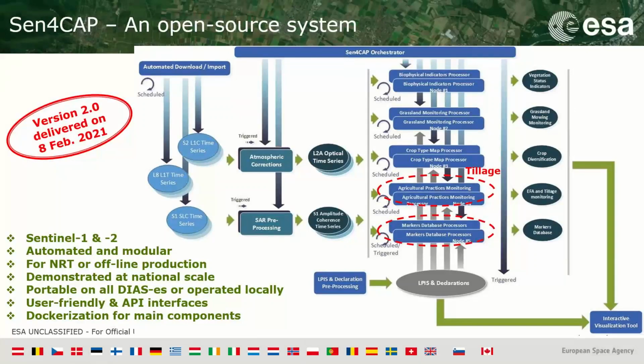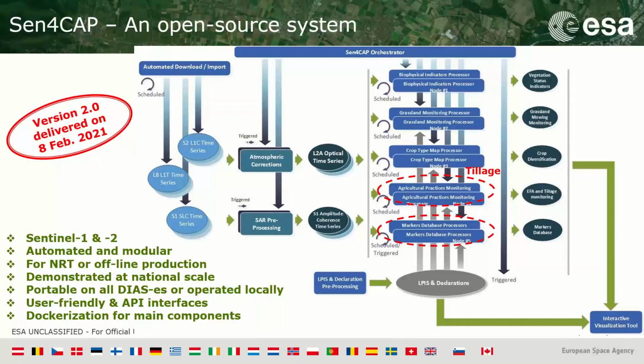So this is using Sentinel-1, Sentinel-2. This is a system which can be used as such, fully automated, but you can also select the processors you are most interested in. So this is very modular. It can be run along the season, but also offline if you want to do some reprocessing. This is very important to say, but this has been demonstrated at national scale. So it has the capacity to do your monitoring at national scale along the season.